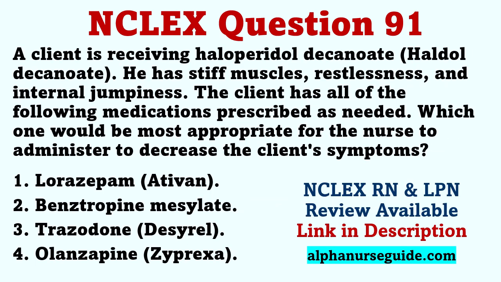A client is receiving haloperidol decanoate. He has stiff muscles, restlessness, and internal jumpiness. The client has all the following medications prescribed as needed. Which one would be most appropriate for the nurse to administer to decrease the client's symptoms? 1. Lorazepam. 2. Benztropine mesylate. 3. Trazodone. 4. Olanzapine.